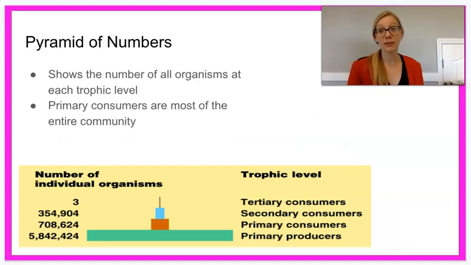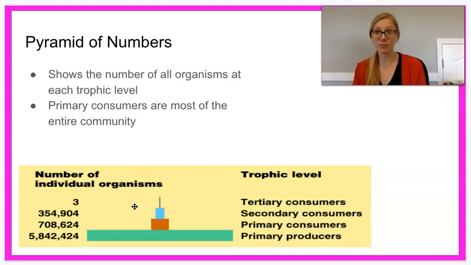Okay, we can also have a pyramid of numbers. This shows the number of organisms at each trophic level. Primary consumers are most of the entire community, right? Or after primary producers. So notice it gets smaller and smaller and smaller, number of individuals as you go up the trophic levels, because you have less energy to support them, right?